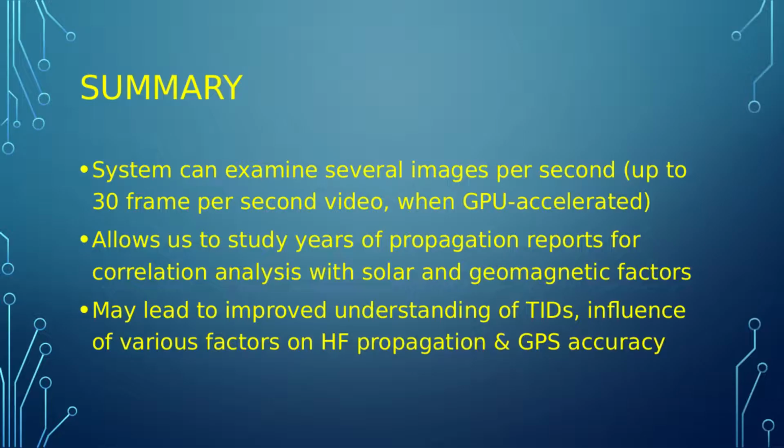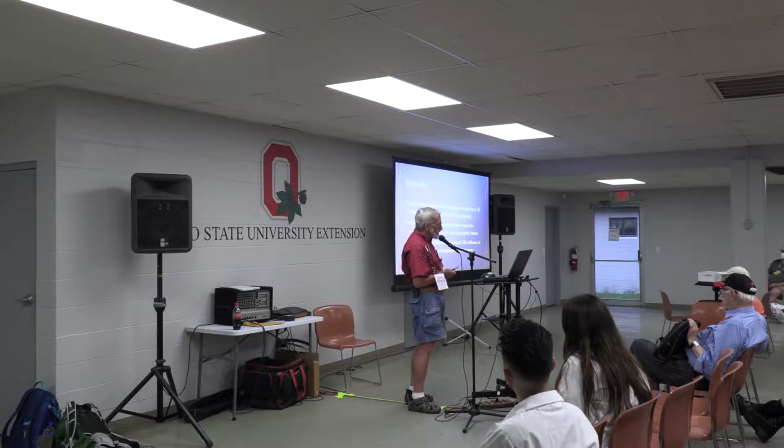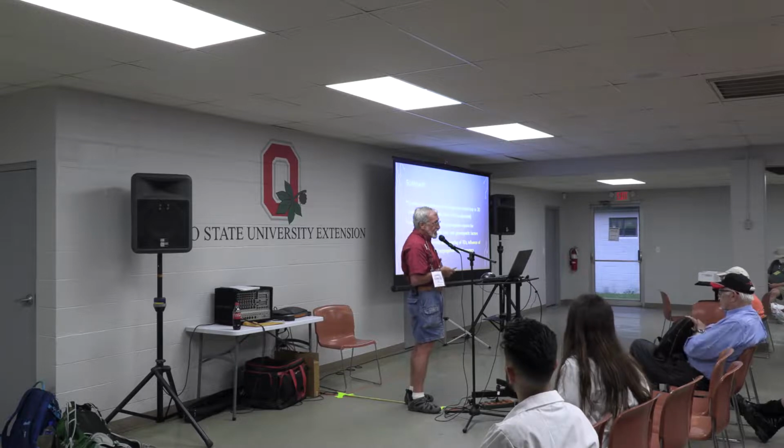So that kind of concludes. Just to summarize, the system can examine several images per second. This thing is fast enough. When GPU accelerated, you can even analyze live video in real time. It lets us study years of propagation reports, and we plan to do some correlation analysis. But the idea is to better understand TIDs and the influence of various factors on HF propagation, because that influences things like the accuracy of GPS data and things like radio astronomy.